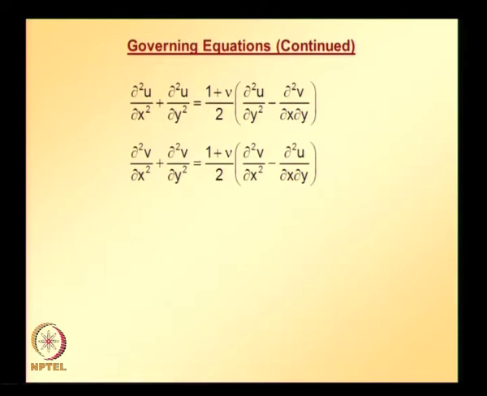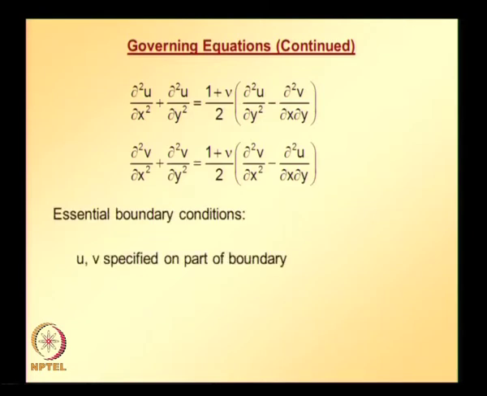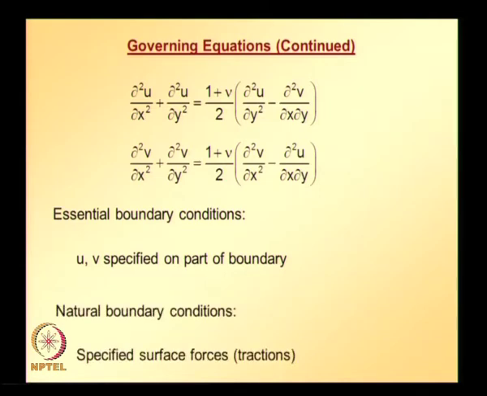And so the solution for a 2-dimensional elasticity problem is basically solving these two coupled second order differential equations subjected to boundary conditions, u and v specified on part of the boundary. You can notice here these two are second order differential equations. So those boundary conditions of order 0 are essential boundary conditions, and those boundary conditions of order 1 are natural boundary conditions, and natural boundary conditions are specified surface tractions.